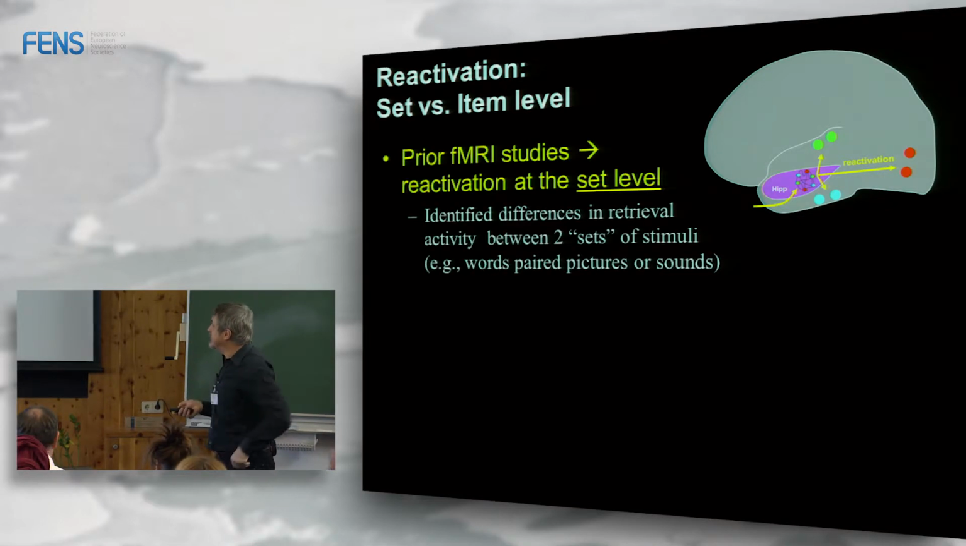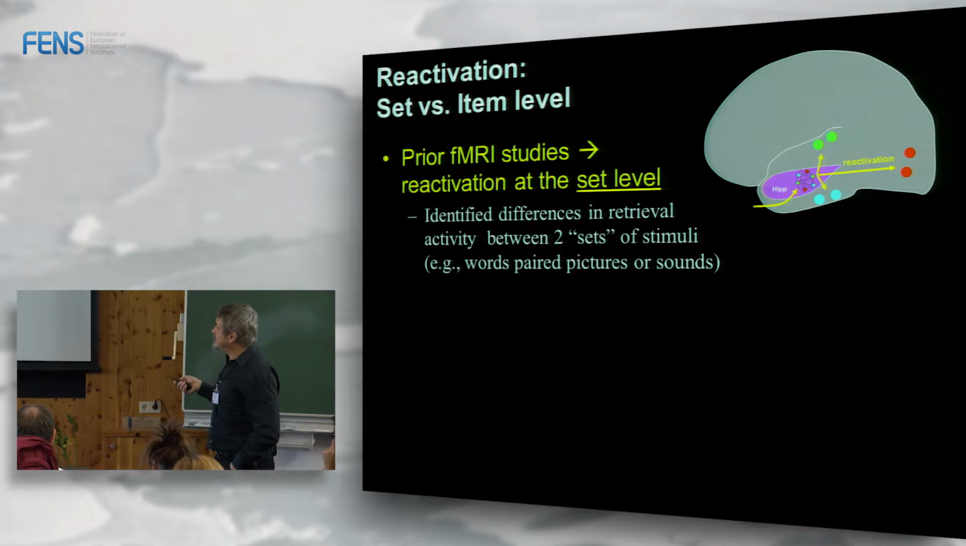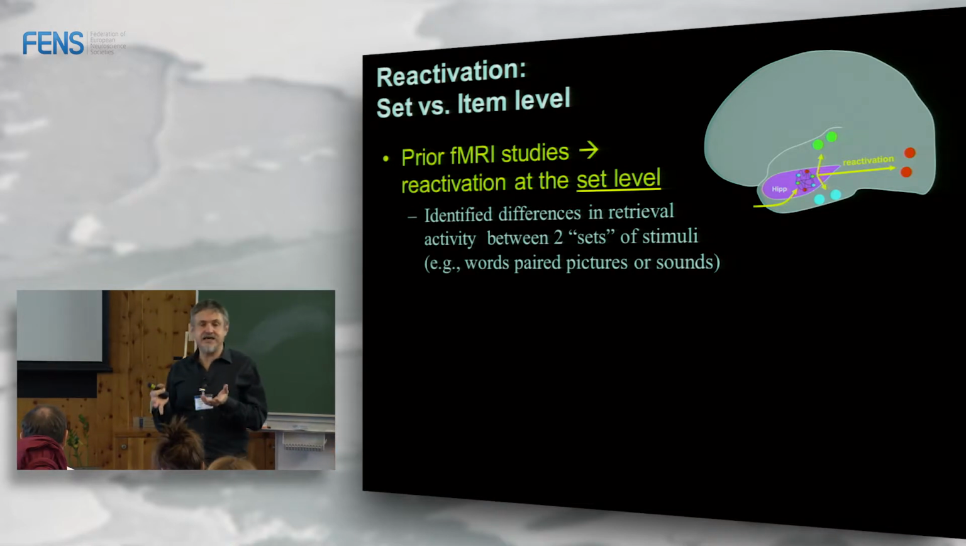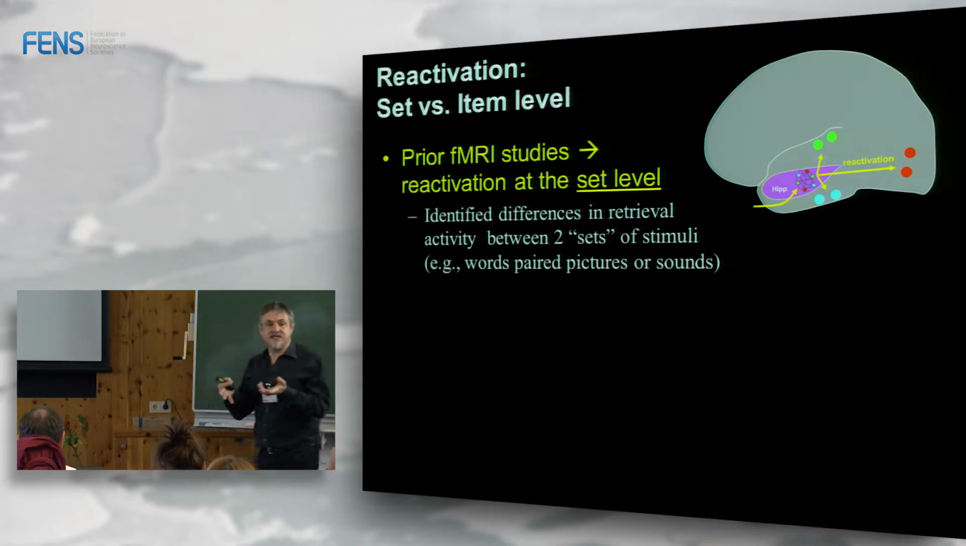the item level. So in previous studies, the reactivation has been studied at the set level. What I mean by set is a group of items. Let's say that you find that there is more visual cortex activity for words that were paired with pictures than for words that were paired with sound. This is not one particular word or one particular picture, it's a whole set of stimuli, right? So this is the way it is typically done.